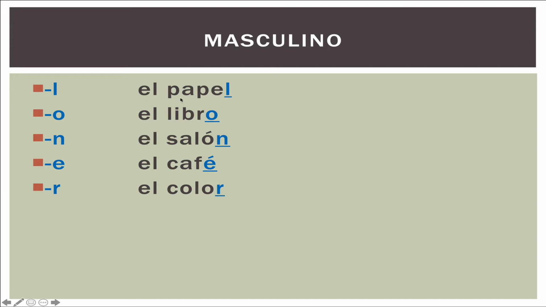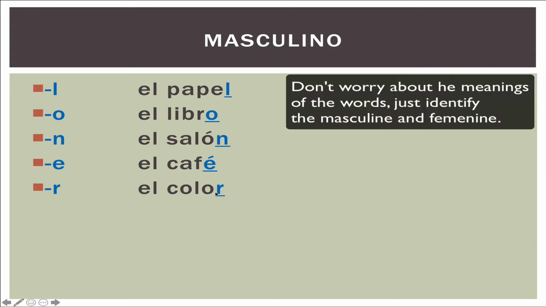So every word that ends in L, O, N, E, R, for the most part, will be masculine. Of course, there are exceptions to the rules, especially with the ones that end in E, could be feminine or masculine, you have to memorize. So in this case, you just have to memorize el café. So whenever you see words ending in L, O, N, E, R, loner, they'll be masculine. That's why you have el papel, el libro, el salón, el café, y el color.